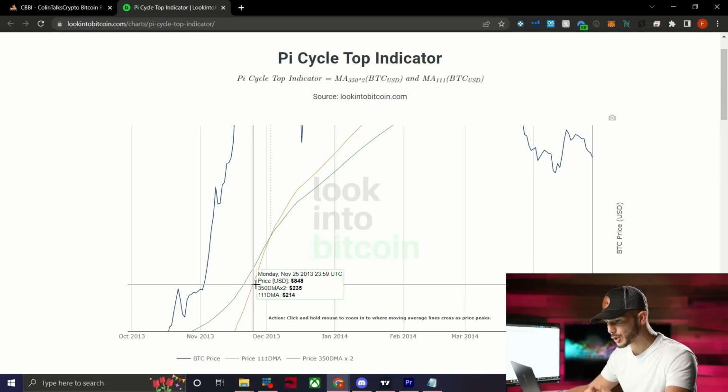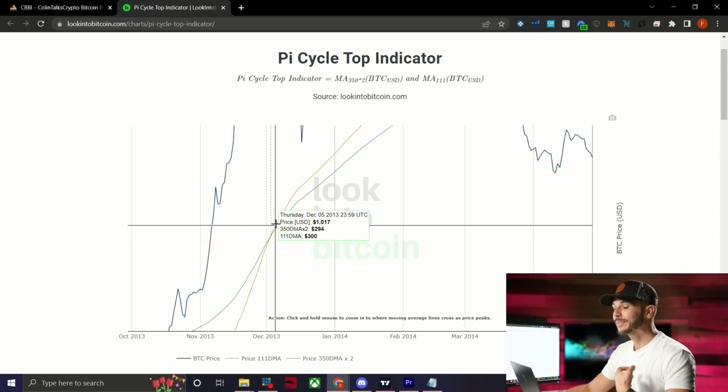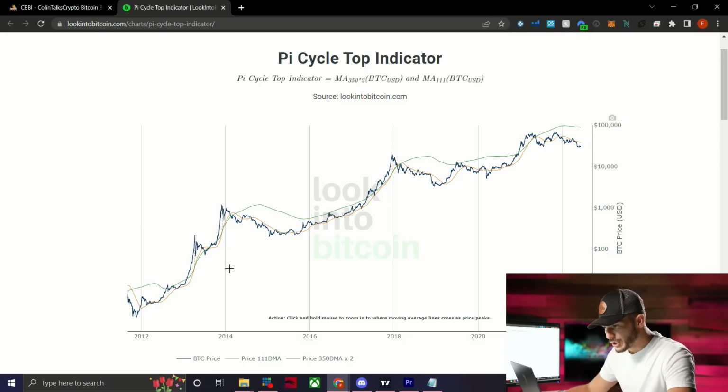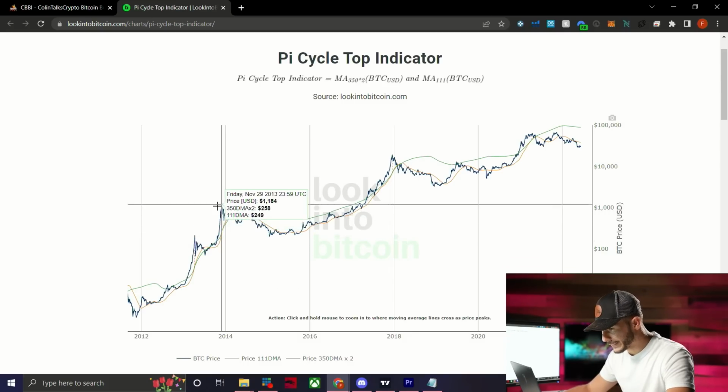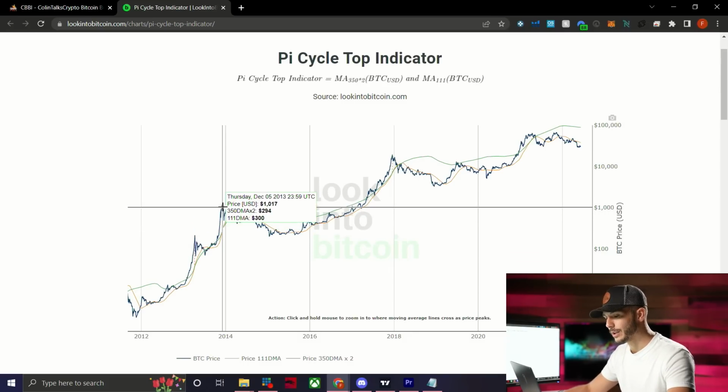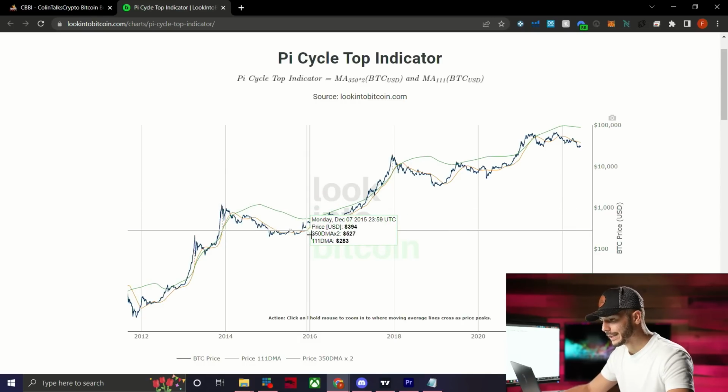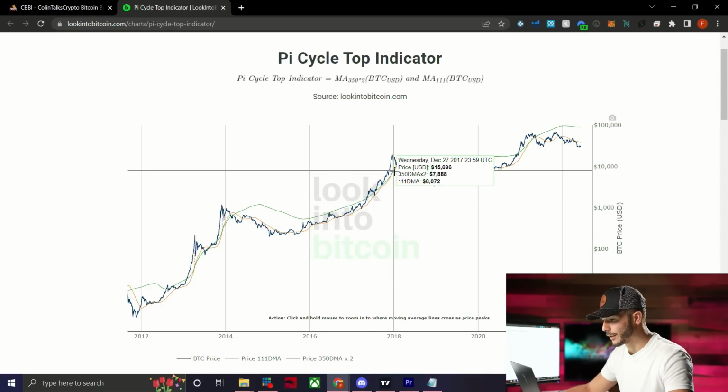So when you get the orange line crossing over that green line, it basically marks the top of the cycle. Now, if we zoom out, you can see right here is where that cross happened, and it lines up perfectly with the top of that cycle. Then we came down into the bear market and came up for another bull run.